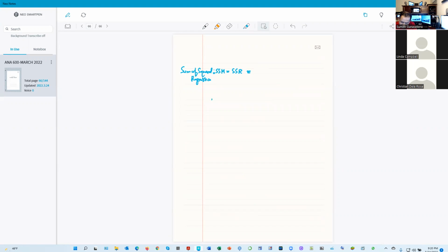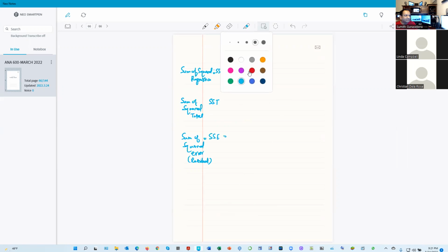Okay, I go to this one first: sum of squared total. And I can go to sum of squared error, or residual. Doesn't matter. How we got those. See, this one is pretty clear in writing, right?